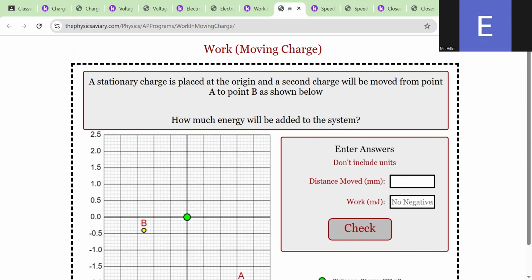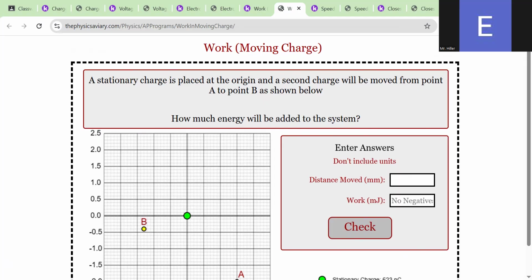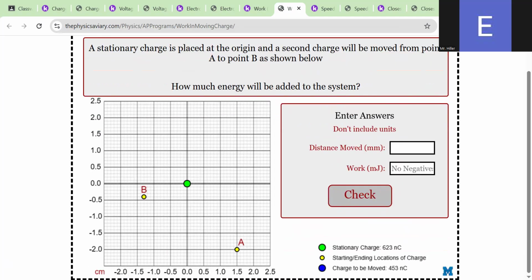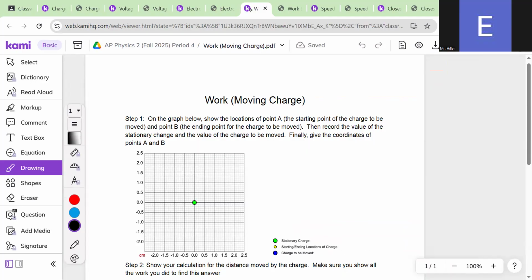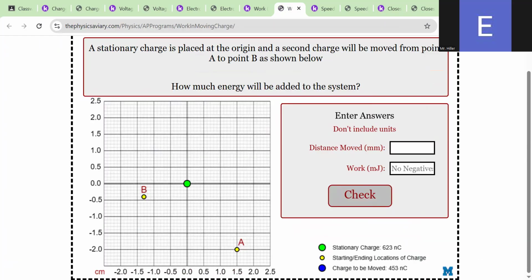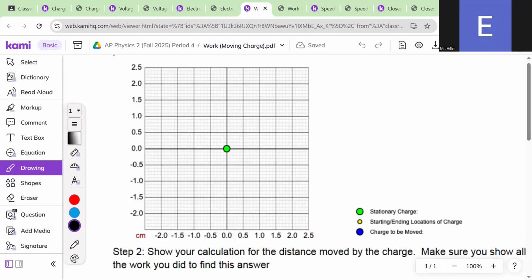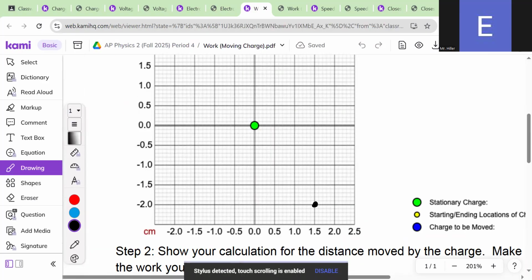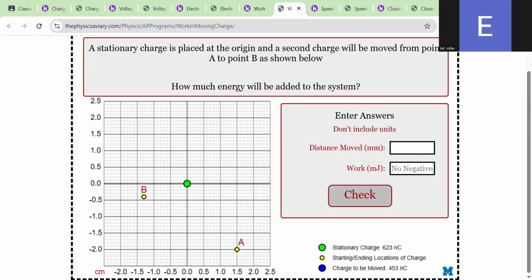Okay, so first let's find the distance. The distance between A and B can easily be found by using the Pythagorean theorem. So first, on your graph, make sure you note where these points are. Sensor A for me is 1.5 over and 2 down. There's A. And for me, sensor B is 1.3 over and 0.4 down.